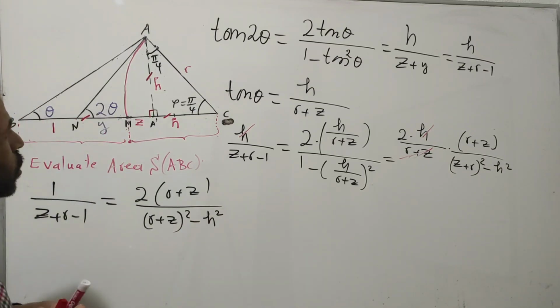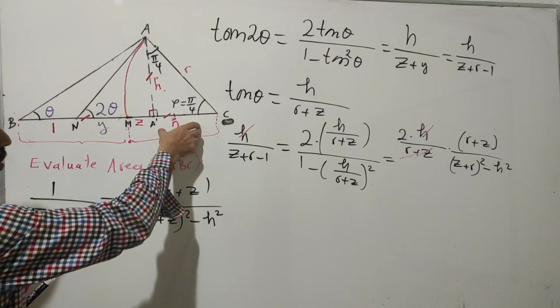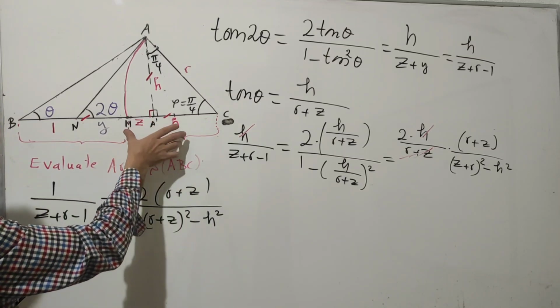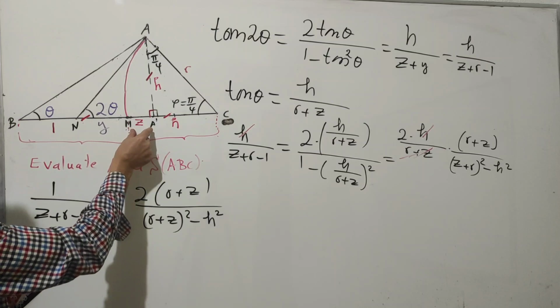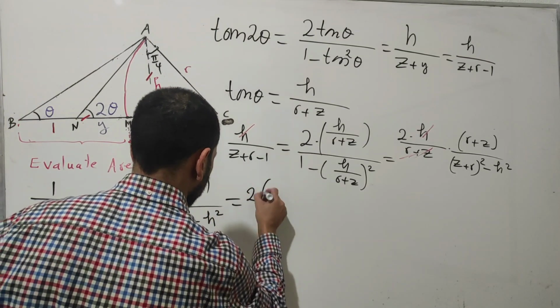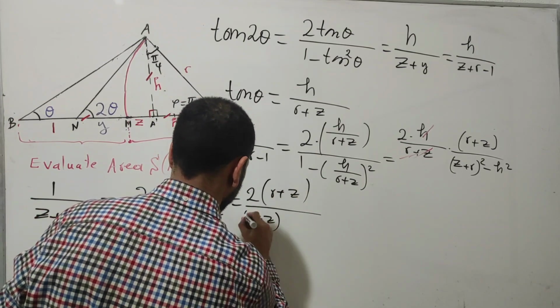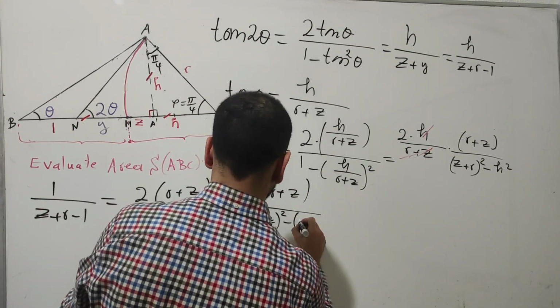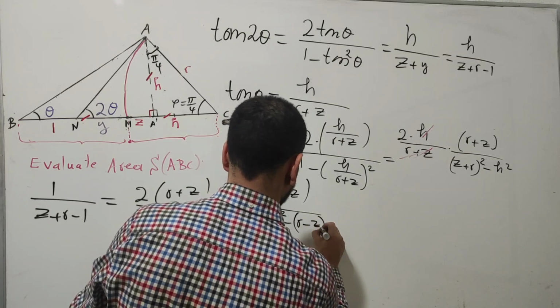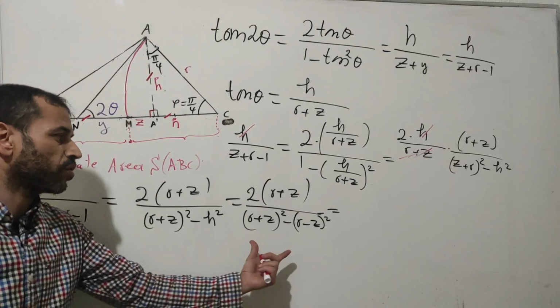Also, if you take a look here, we have h squared. We have h as a distance equals the radius of the circle minus this small distance, which is Z. So I'm going to replace that. I get 2 times R plus Z all over R plus Z quantity squared minus R minus Z quantity squared. Now it's simpler to simplify the denominator because we have a difference of two squares here.